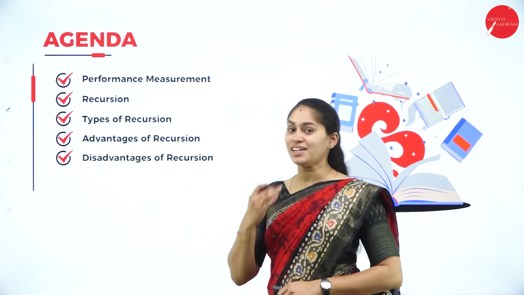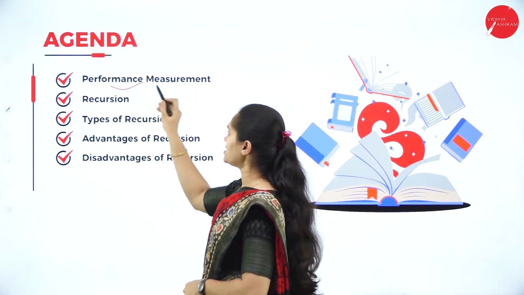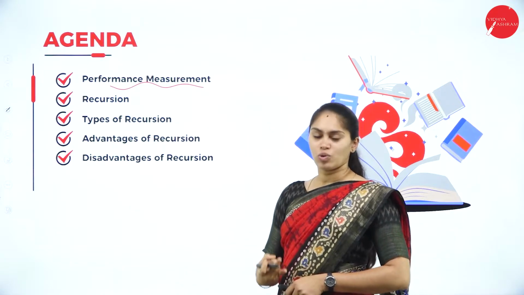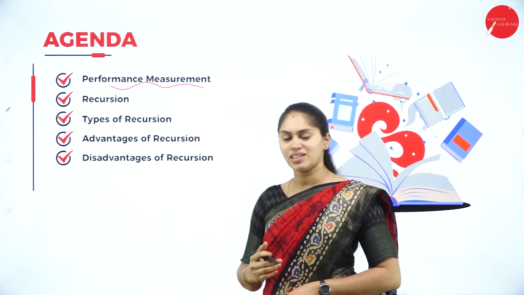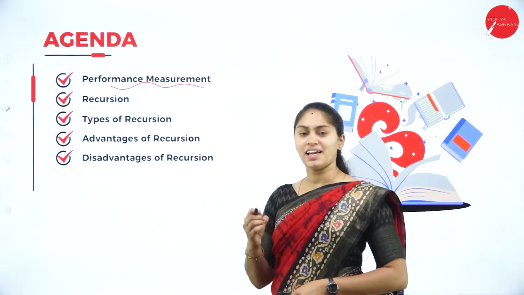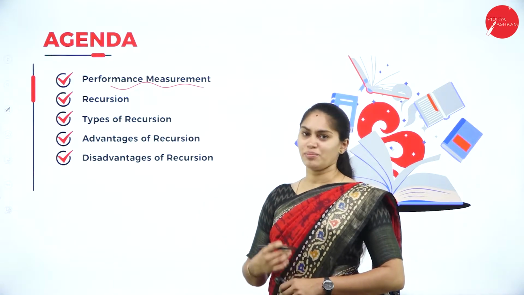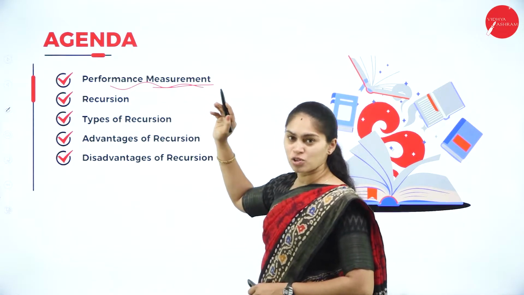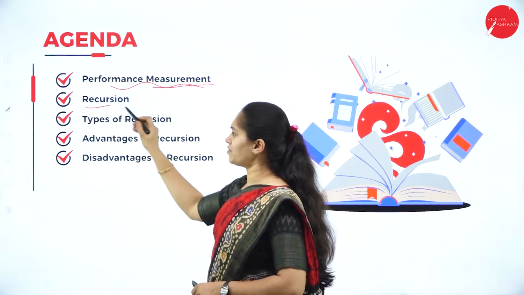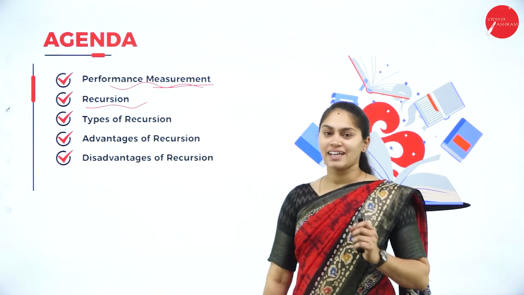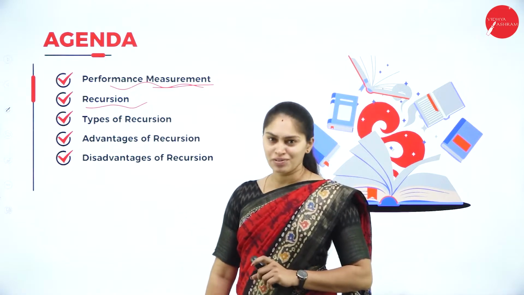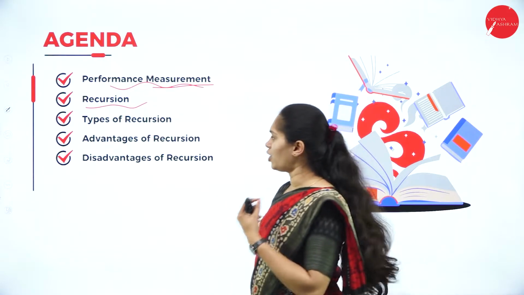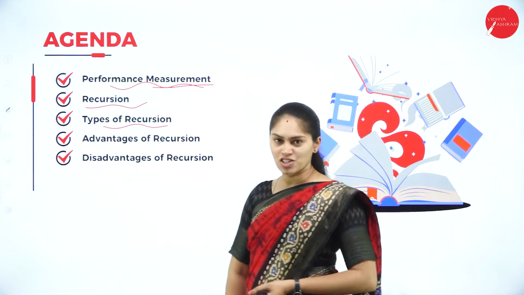In today's session, we'll see about the performance measurement of an algorithm. We now know what an algorithm is, what specifications we have in an algorithm, and how performance analysis is measured. Now we'll see how performance measurement takes place. Along with that, we'll see a new concept called recursion. We'll see the definition of recursion, how it works, and what types of recursion we have.